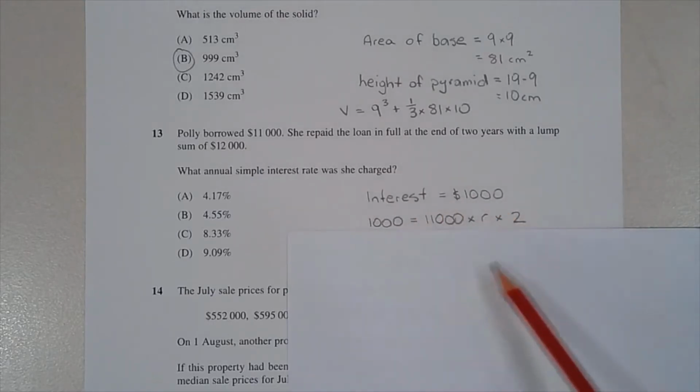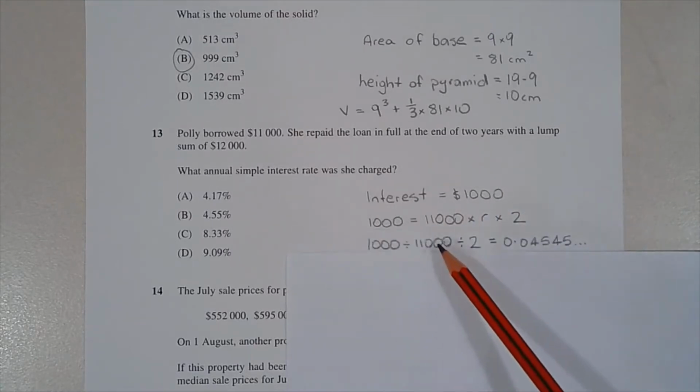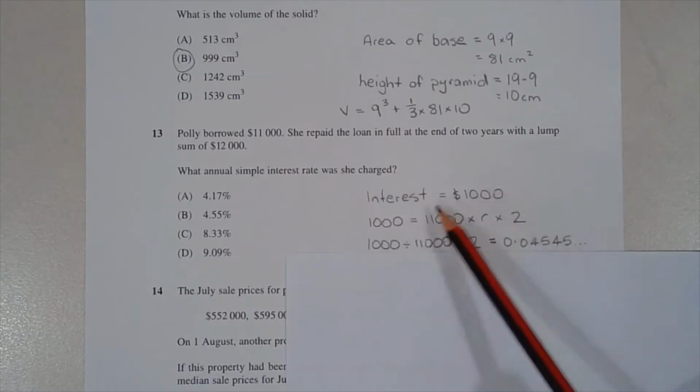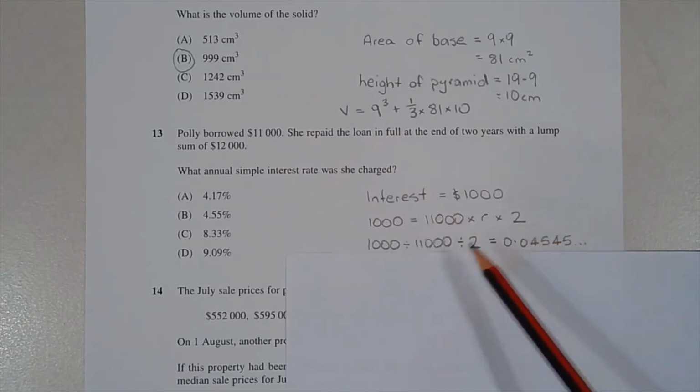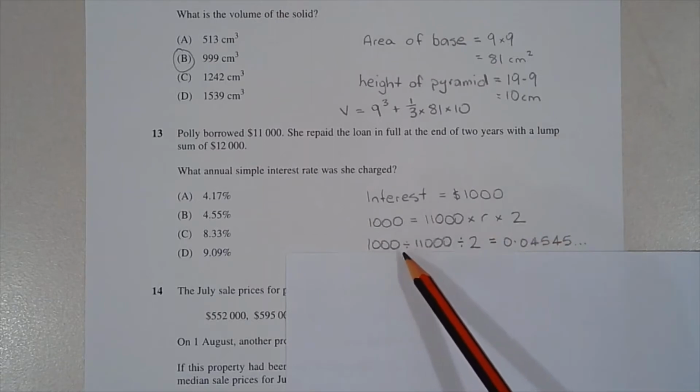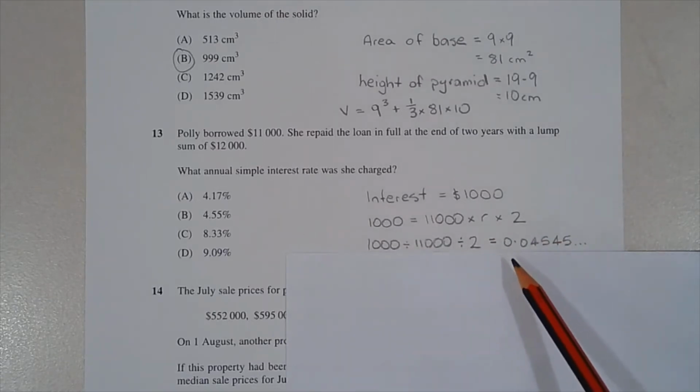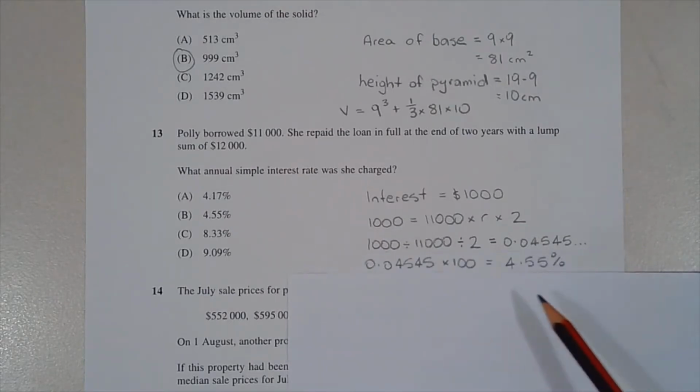Now we need to rearrange this equation to make R the subject of the formula, so we can divide both sides by 11,000 and by 2, and we can do that at the same time because everything on the right hand side is just being multiplied together. So we could do 1,000 divided by 11,000 divided by 2 all in one step. And that equals 0.0454545, it's recurring. But we need to convert that into a percentage, so we need to multiply that by 100. And we end up with 4.55%. So it's option B.